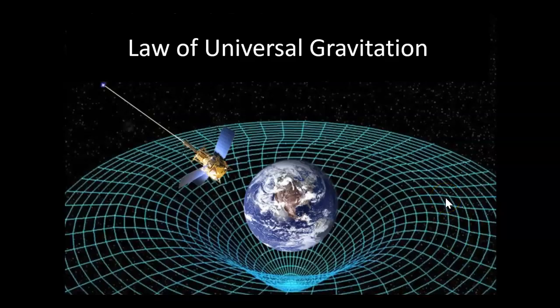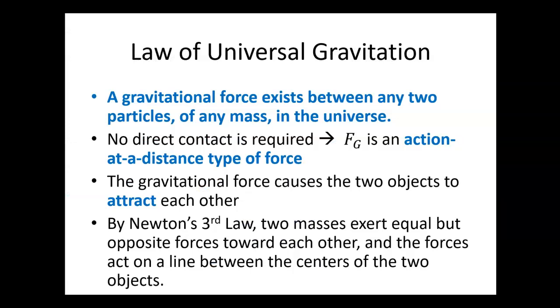This webcast discusses Newton's universal law of gravitation. A gravitational force exists between any two particles that have mass in the universe. No direct contact is required. The gravitational force is an action at a distance type of force. This gravitational force always causes the two objects to attract one another. That means that they pull toward each other.